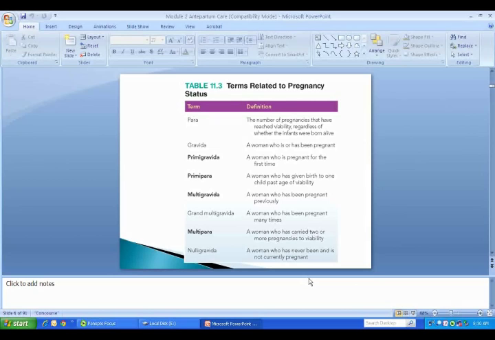Make sure you understand your terms related to pregnancy. For example, gravida refers to how many times a woman has been pregnant. Para would be how many times she's been pregnant to the point of viability, which usually means after 20 weeks. Primi is a prefix meaning first time, multi meaning multiple. So make sure you understand these terms.